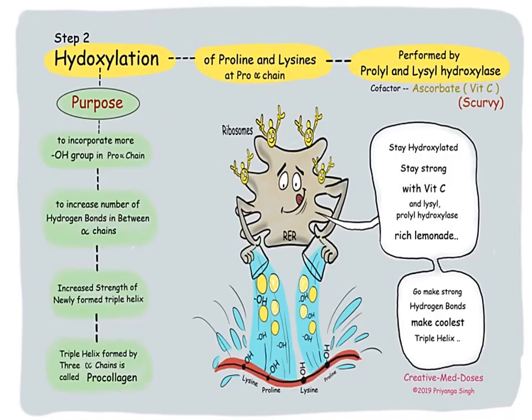The next step: the polypeptide chain synthesized in the form of glycine-X-Y undergoes hydroxylation. That also occurs in the rough endoplasmic reticulum. The purpose of hydroxylation is the addition of hydroxyl groups to proline and lysine in the pro alpha chain, with the help of prolyl and lysyl hydroxylase in the presence of vitamin C, which acts as a cofactor. What is the purpose of this hydroxylation? Because of it, there is an increased number of hydrogen bonds between the alpha chains, and the more hydrogen bonds, the more strength the newly formed triple helical collagen has. This triple helix formed by the three alpha chains is called procollagen.